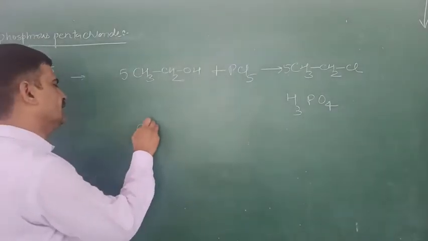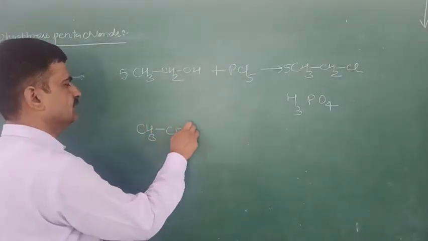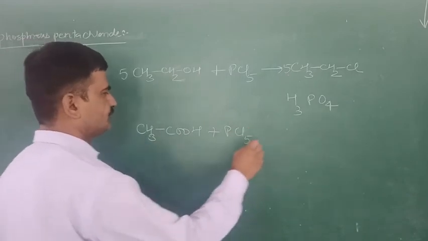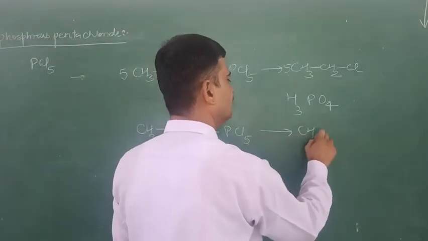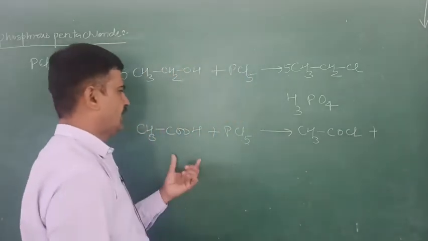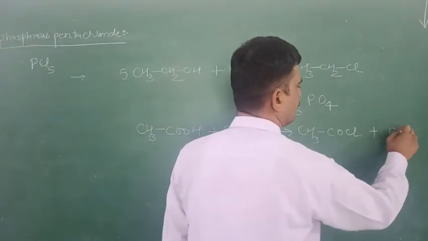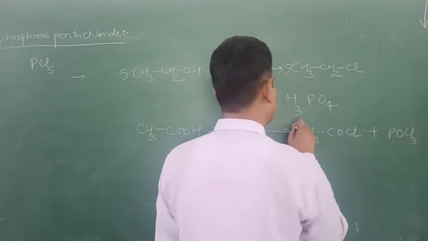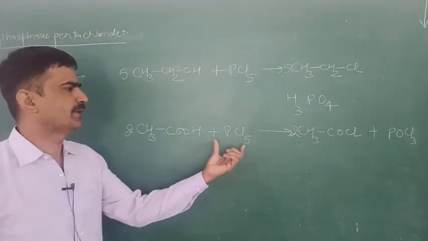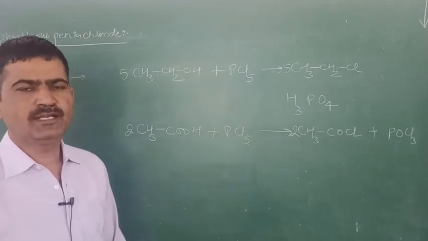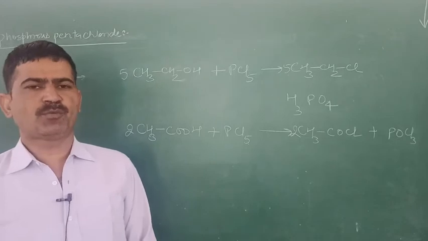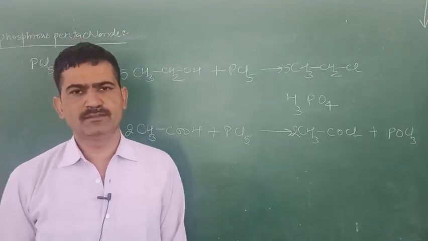It reacts with acetic acid, it forms acid chloride and POCl3 is formed. These are the reactions of phosphorus pentachloride with organic compounds. This is all about the properties of phosphorus pentachloride.